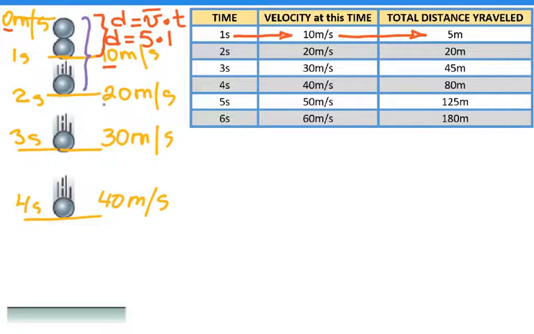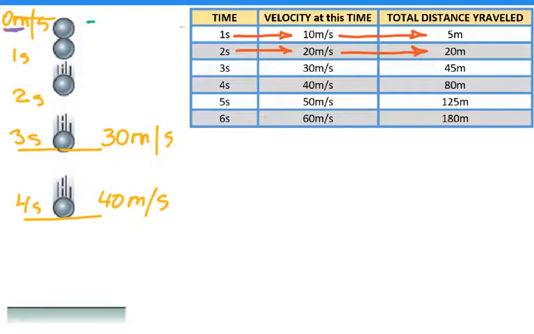Then in 2 seconds, I'm going to look at the total distance traveled right here. The average velocity between 20 and 0 is 10, and the time is 2 seconds. So what I see is in 2 seconds the velocity is 20 meters per second, and the distance traveled is 20 meters.